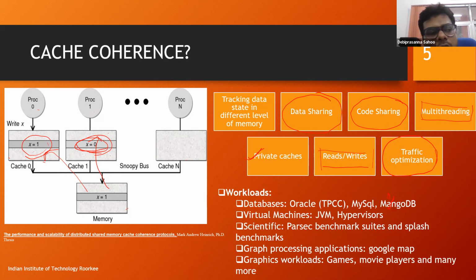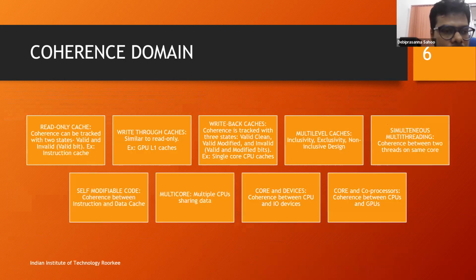And of course, designing a coherence protocol is not so trivial. It becomes a bit complex as the number of cores increases, as the number of features increases. So we need to have a robust design verification strategy for that. So we are going to look at that in little more details. Okay, so coming to the coherence domain. By domain here, I mean in which part of the system the coherence protocol should be taken care of. So we'll go through them one by one.